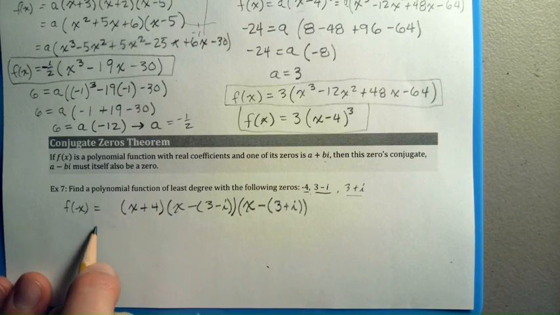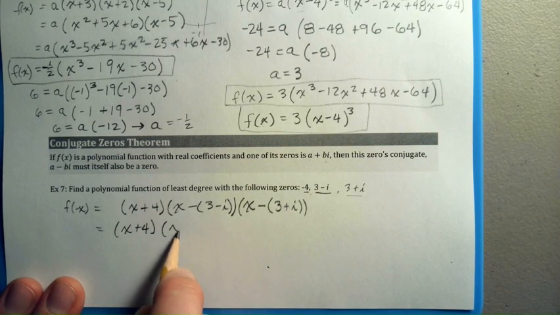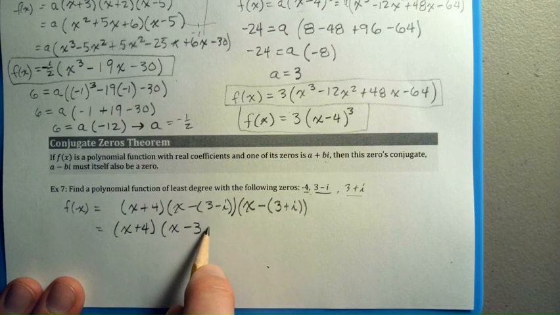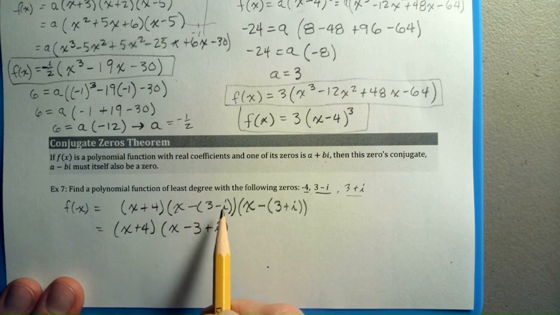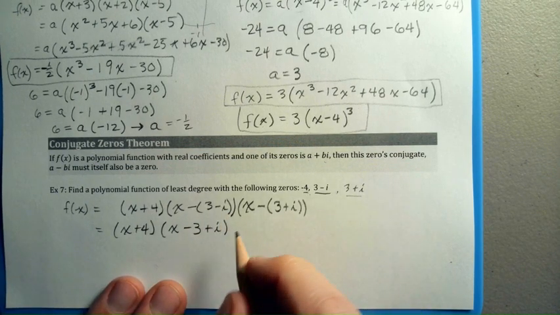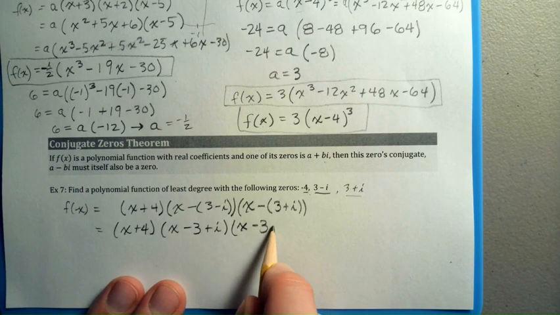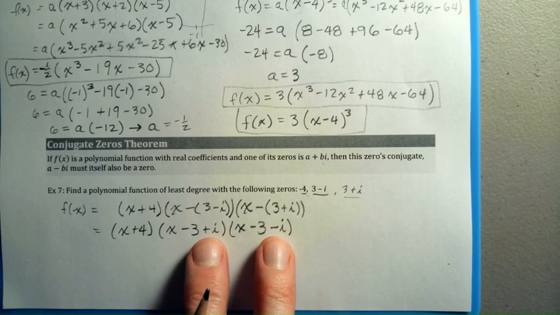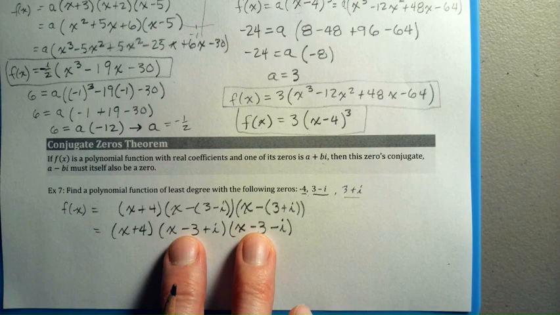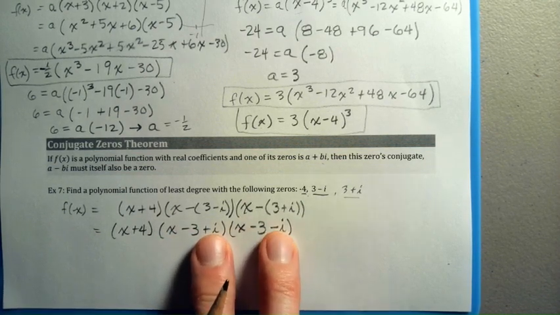All right, let's rewrite that. So we have x plus 4, and then we have x minus 3 plus i. We distribute that negative to the 3 and to the negative i, so it's plus i. And then x minus 3 minus i. So you notice the signs change between the 3 and the i, not between the x and the 3. So it's x minus 3, x minus 3. It's the plus i and minus i that are different.